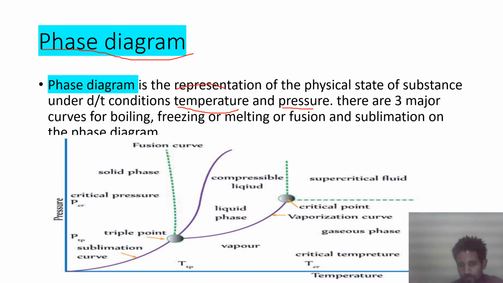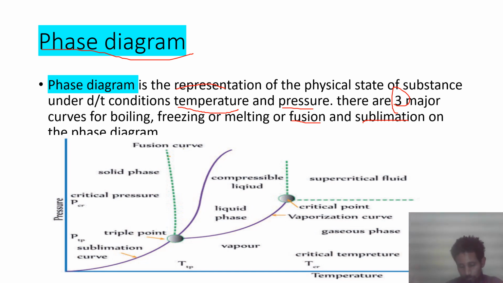There are three major curves on the phase diagram: for boiling, freezing or melting (fusion), and sublimation. As I told you before, boiling means, for example, water boils at 100 degrees Celsius. So the process from liquid to gas is boiling. Freezing is the reverse one. When water or liquid freezes and changes to ice, it's called freezing.